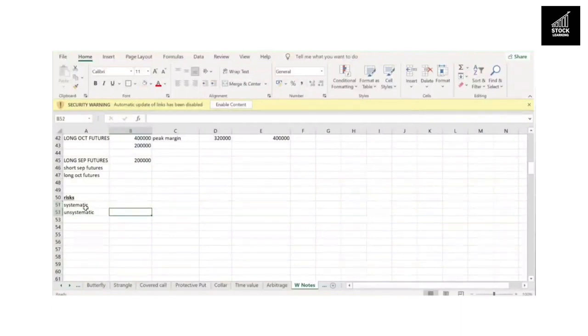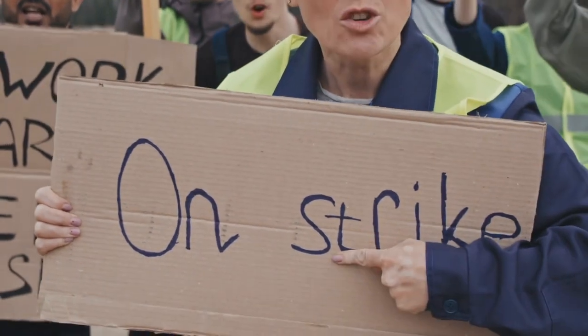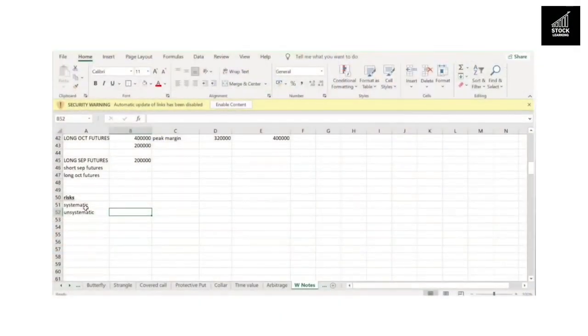Unsystematic risks are those that can be controlled. For example, if the workers of a company go on strike, that company could have avoided the workers going on strike by taking some appropriate action.